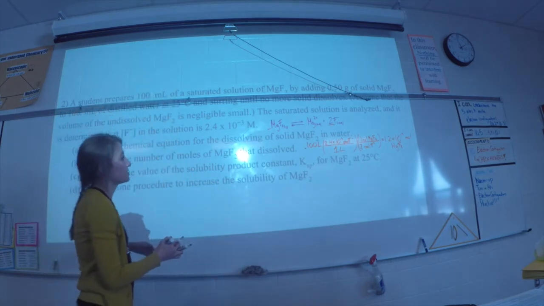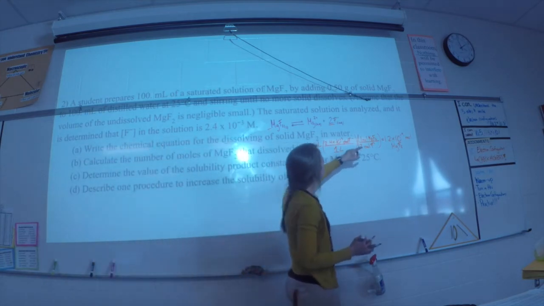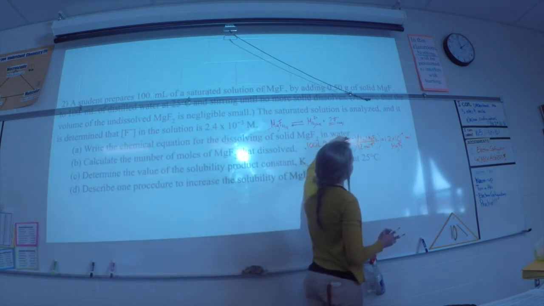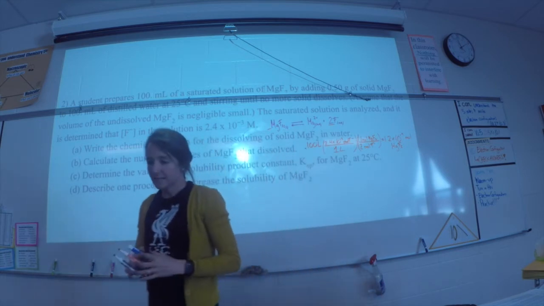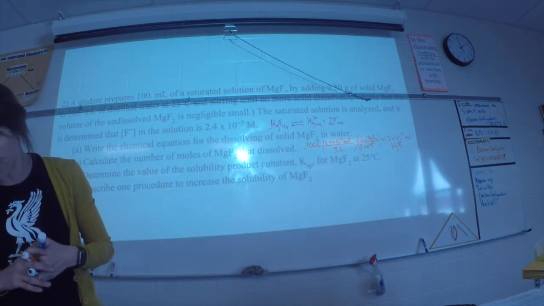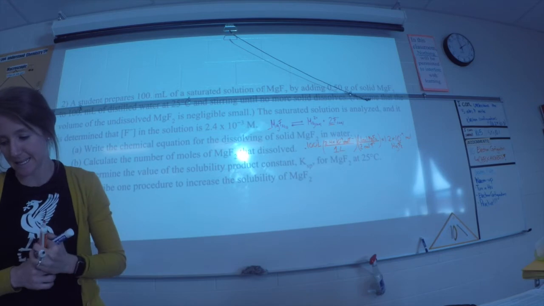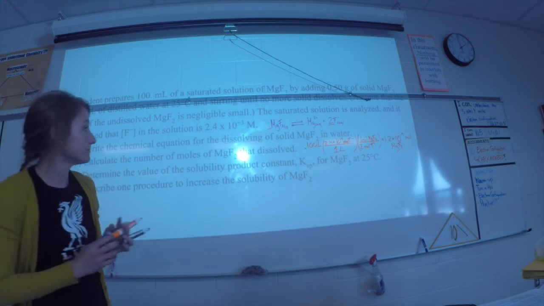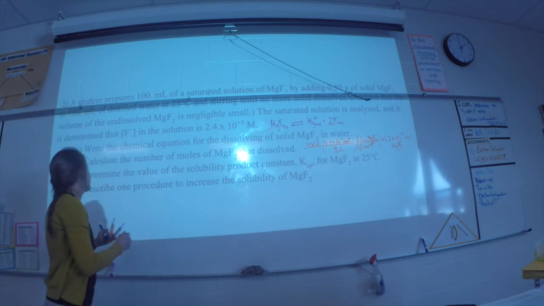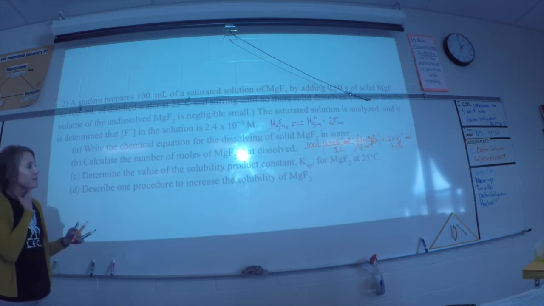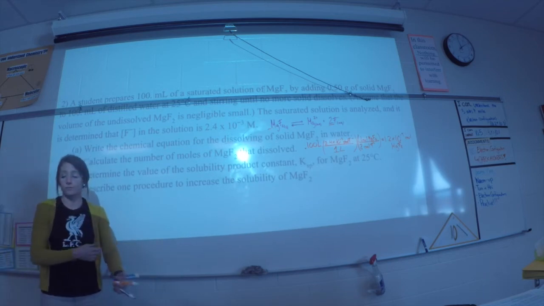So if you recognized using the amount of F-, there's your 1 point, and then the second point is for the correct stoichiometry to get the answer. All right, part C: determine the value of the solubility constant Ksp for MgF2.